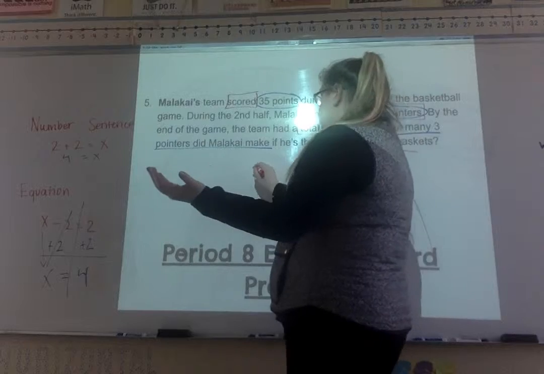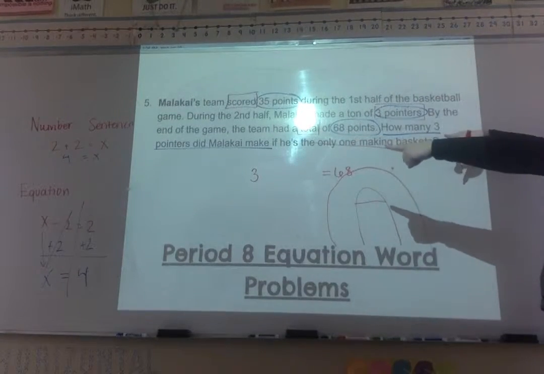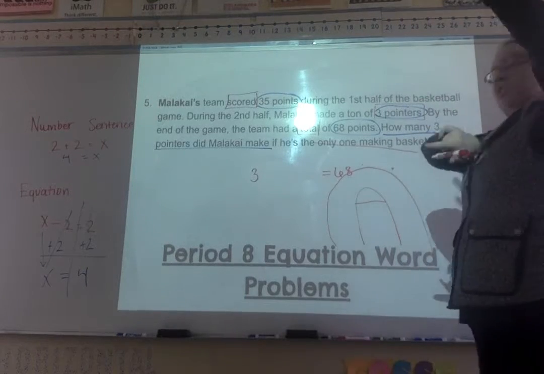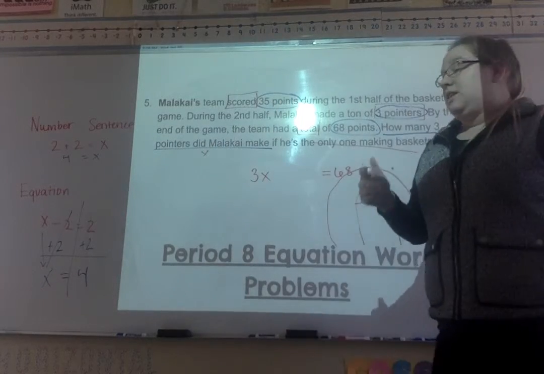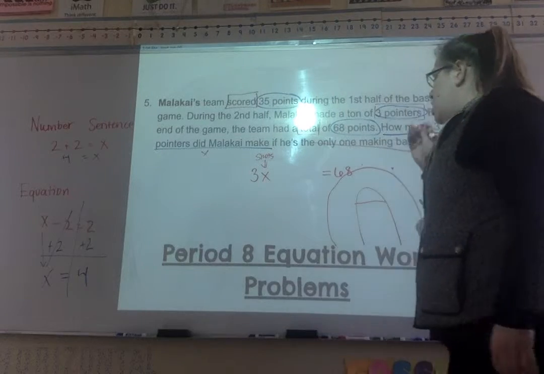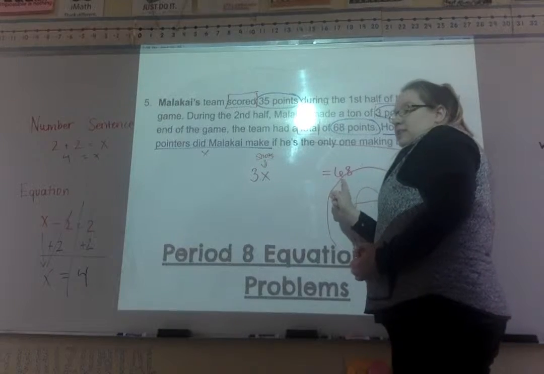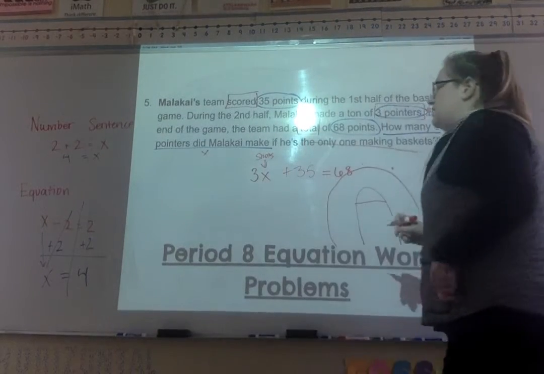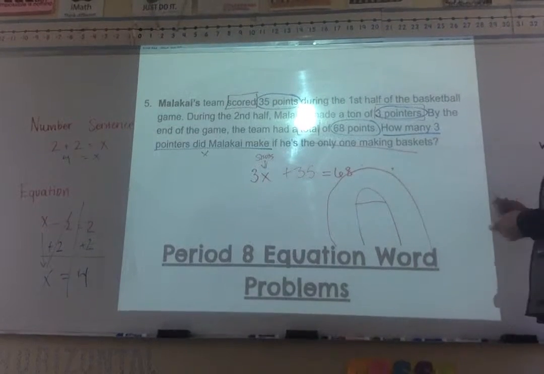Okay, so we need to multiply three by something. And what is our question asking? What are we underlining? How many three-pointers? How many shots? Okay, so we're going to represent that with our variable. That's what x means. How many shots? Okay. What do we need to also add to this total that's going to eventually equal 68, Malachi? The 35. Because that's from the first half. All right, so this is our equation that I now need to solve. So let's do that.